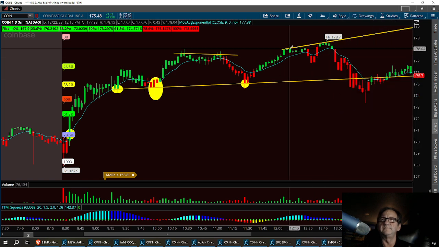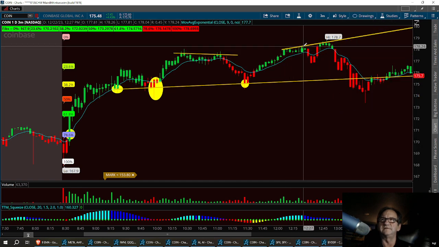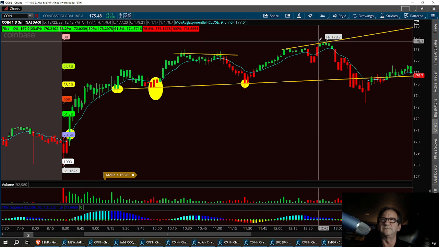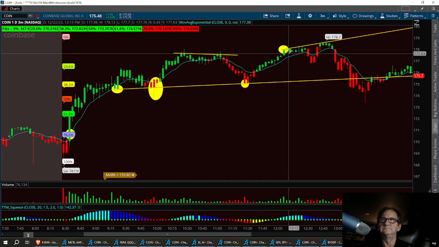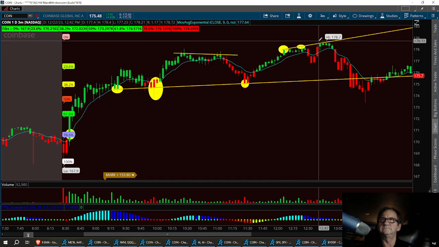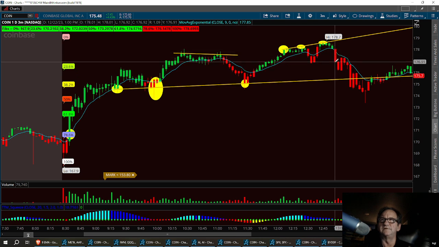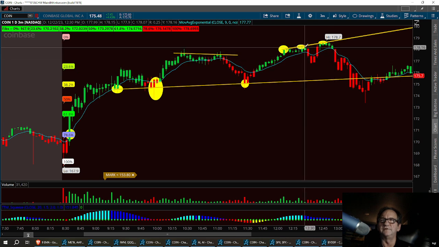Now come back and touched the 9, then came back up, pulled back, and then came up for the third time. And then you get out of the trade once that started disrespecting it. Or you got out of the trade up here at the double top.